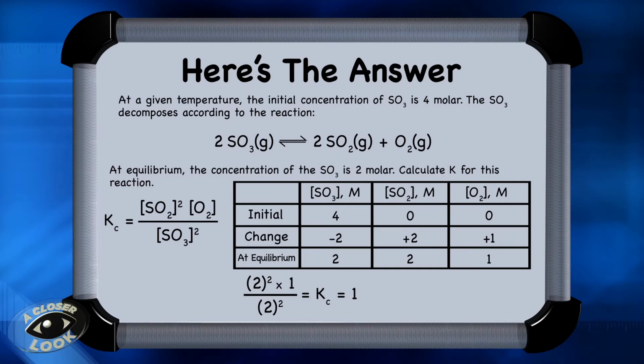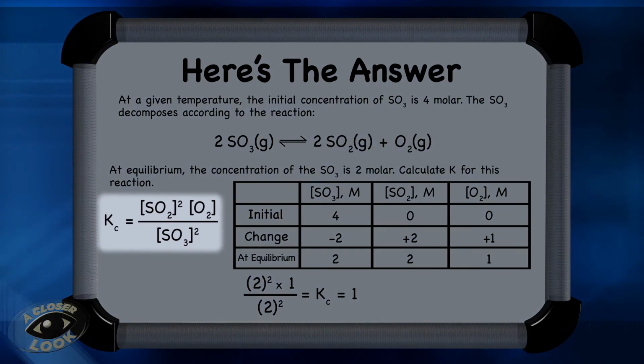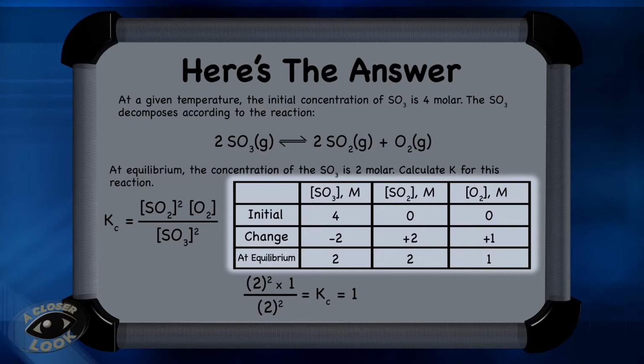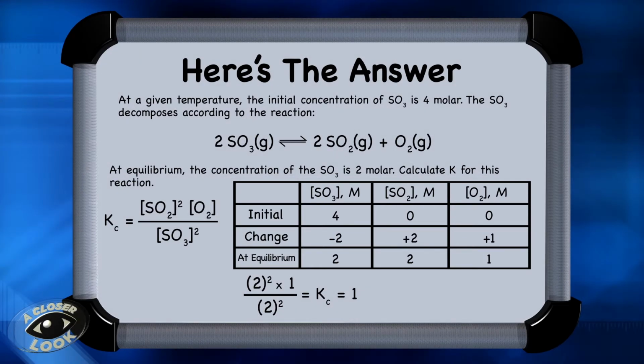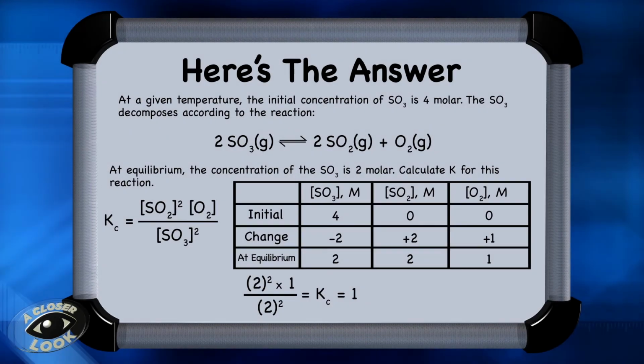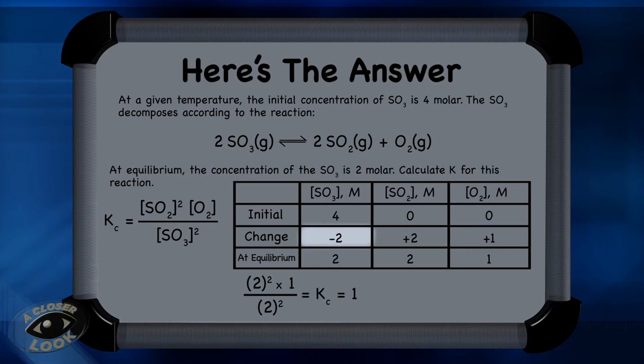Hopefully, the first thing that you set up was the equilibrium expression, which again is the products raised to their coefficients over the reactants raised to their coefficients. So this is the equilibrium expression for this equilibrium reaction. Then if you set up an ice chart, the information that was given to you was that the sulfur trioxide was initially at 4 molar, but at equilibrium it was 2 molar. So that means it must have changed, or the concentration must have decreased by 2 molar.